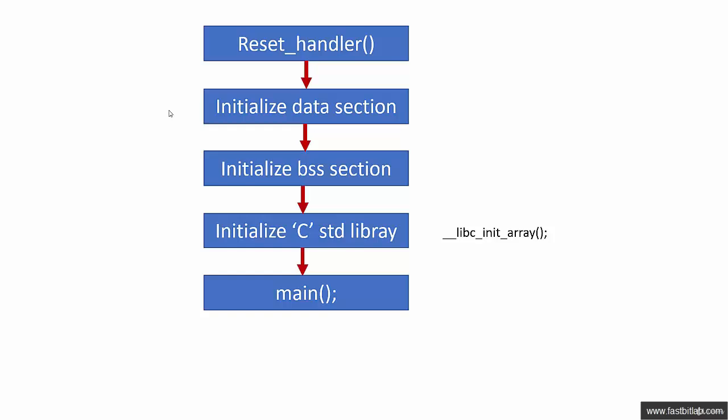Before that, we have to do one more thing. We know that whenever the microcontroller resets, the control first comes to the reset handler. And after that, we initialize the data section and BSS section, and before calling main, you have to call a function which initializes the C standard library. For this purpose, you have to call __libc_init_array. This is a standard library function. It's an init function which initializes the C standard library. After that, you have to call main.